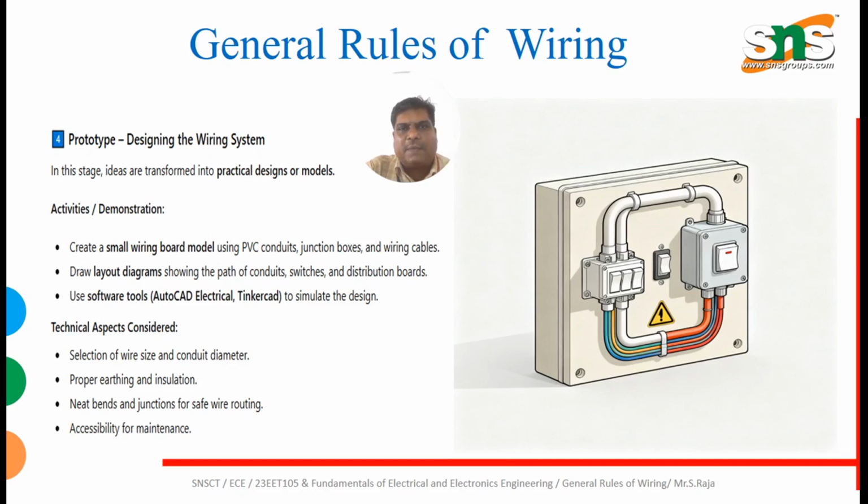Next is the prototype. Once we find the problem and make the solution, once the ideas are formalized, we go for the implementation part called the prototype part. In this stage, the ideas are transformed into practical designs or models. The activities and demonstration models we planned are: create a small wiring board model using PVC conduit, junction boxes, and wiring cable like in these pictures. Next, draw a layout diagram showing the path of conduit, switches, and distribution boards. Use software tools like AutoCAD Electrical and Tinkercad to simulate the design.